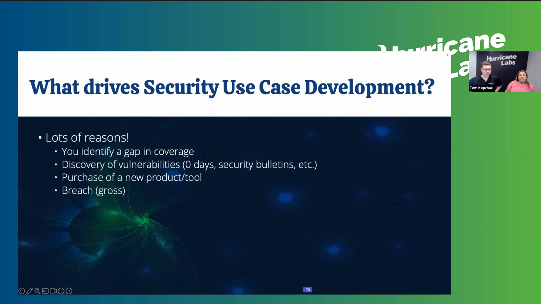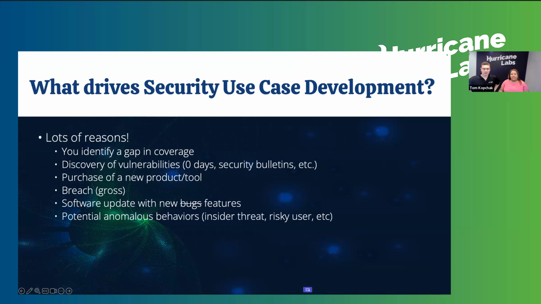We also see new use cases driven by breaches, which is, gross, never a fun time. But if it happens and there's something that slips through the cracks, there is a great example and place for a use case to be built to make sure that that same situation does not occur again. You might find there's a software update and the developers include some lovely new features, aka bugs, that end up driving more use cases or potential vulnerabilities that need to get addressed. So that's something we see sometimes too. Any sort of potentially anomalous behavior as well, either insider threats, risky users, just people doing things they shouldn't be, or things that would be outside of their typical job role.